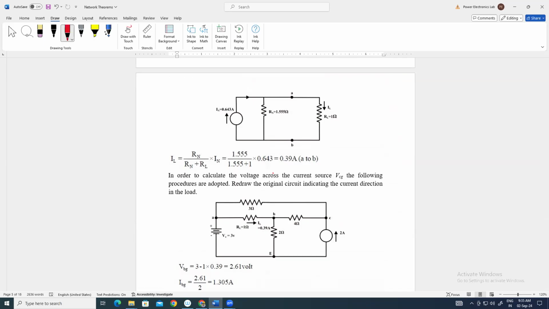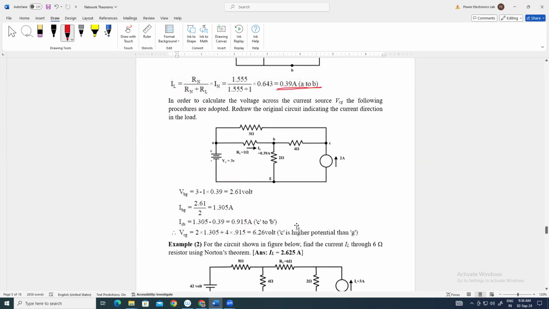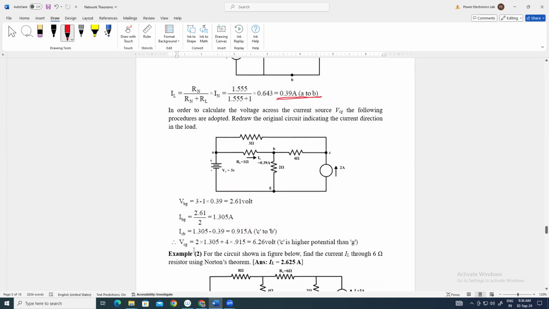So we have got the same value of IL that we obtained in the case of Thevenin's theorem. It means it is verified by using Norton's theorem also, that we get the same current that we obtained using Thevenin's theorem. Okay, and the procedure of evaluating the VOC is the same as we have seen in the case of Thevenin's theorem.